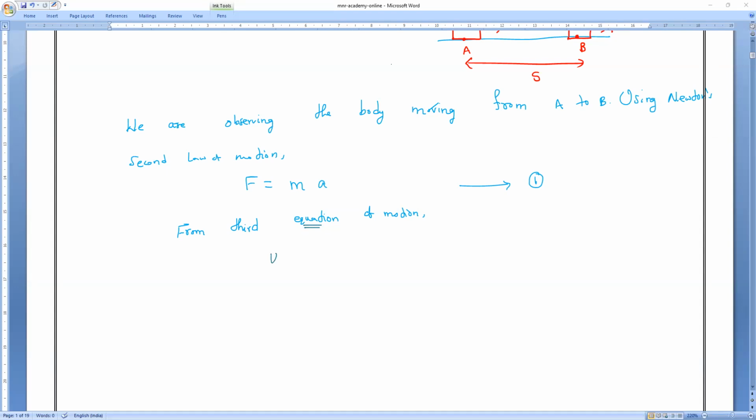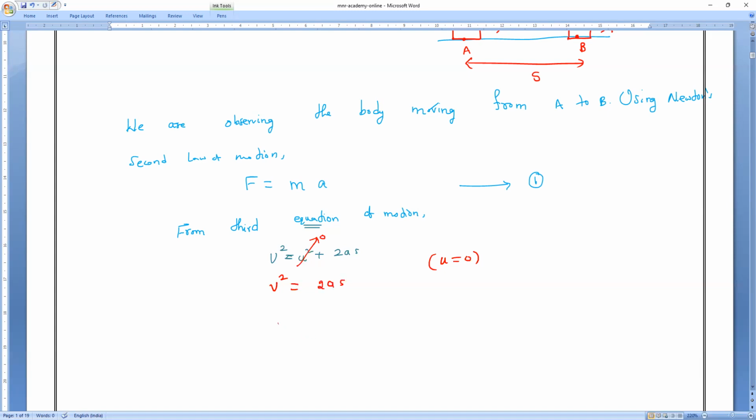v square minus u square is equal to 2as. Very good. So anybody having doubt, you can ask me. v square is equal to u square plus 2as. As we all know, initial velocity is what, Kishore? According to our consideration, initial velocity is 0. So v square is equal to 2as.